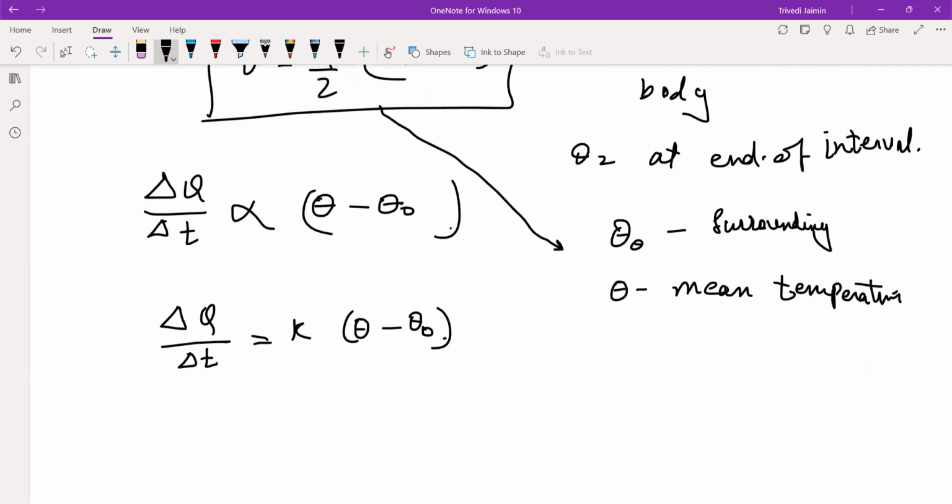So what is K here? Constant. Yes, as usual, it's a constant.